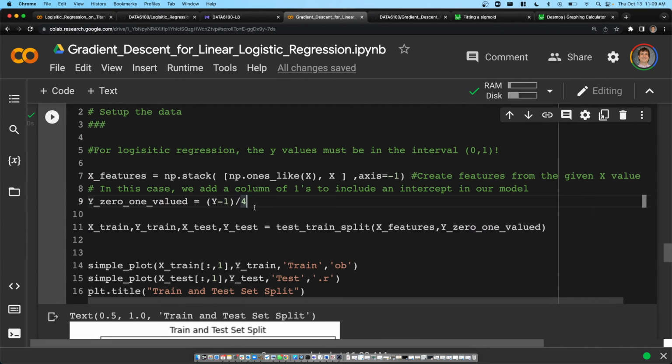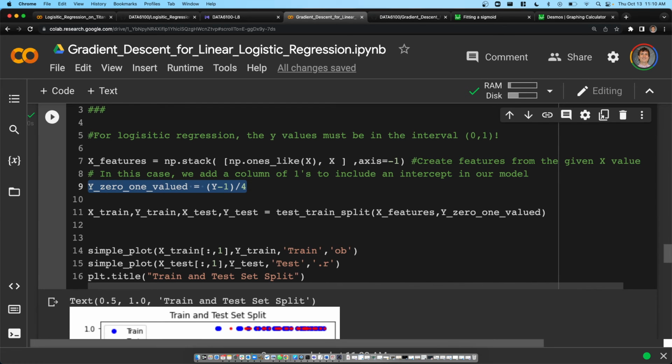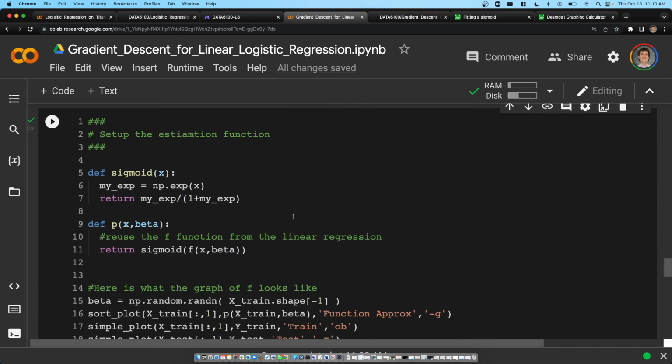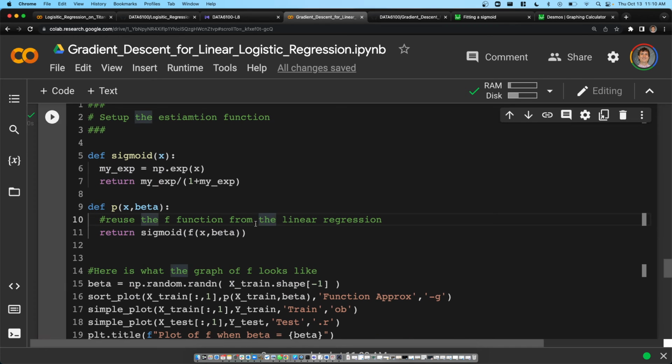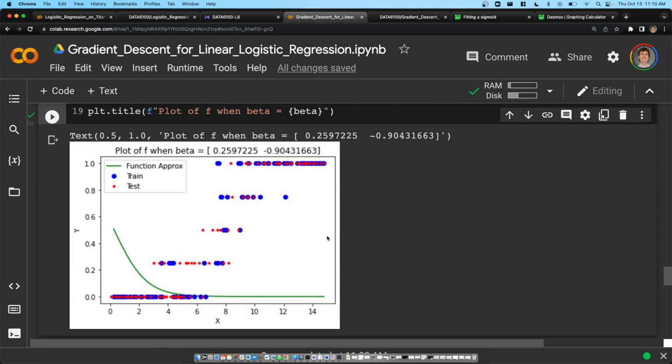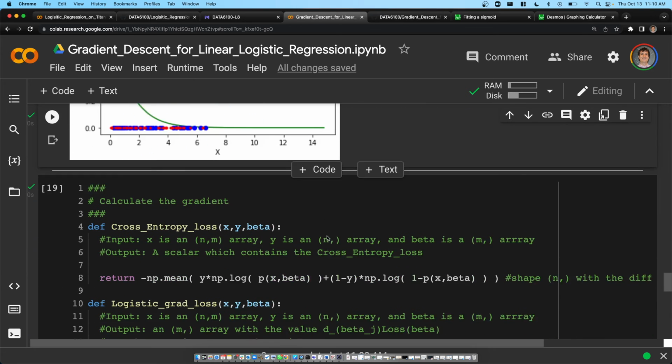So I have this line, y01 value. That's the only thing that changed, y01 value. And it looks like this, it looks same kind of thing. And now I just have the same kind of stuff as before. And I'm even reusing the same function f as before. So p is sigmoid of f. And here's what it looks like. Here the sign was wrong, right? This is a sigmoid going the wrong way. We should have flipped it and had it go the other way. But the computer will figure that out.